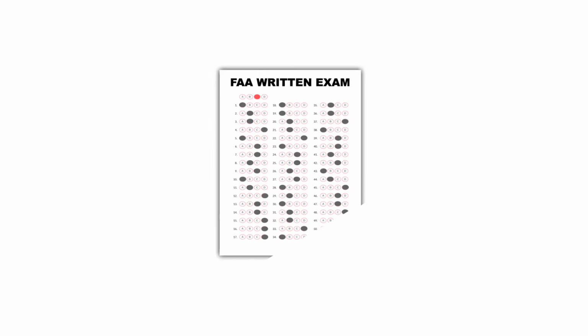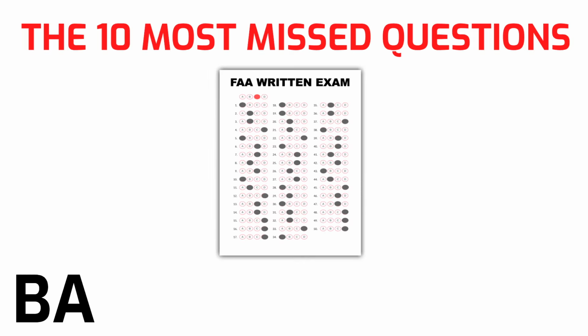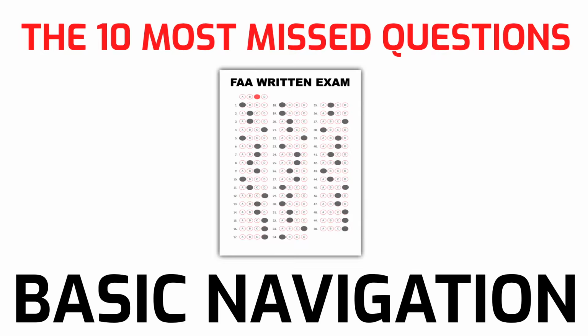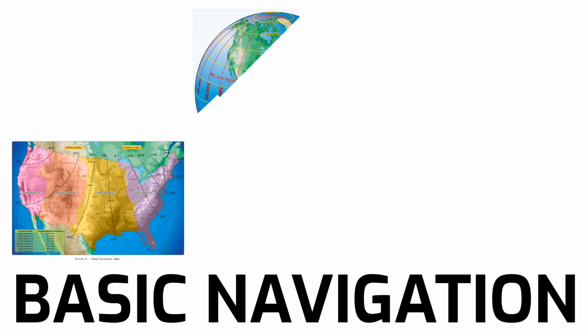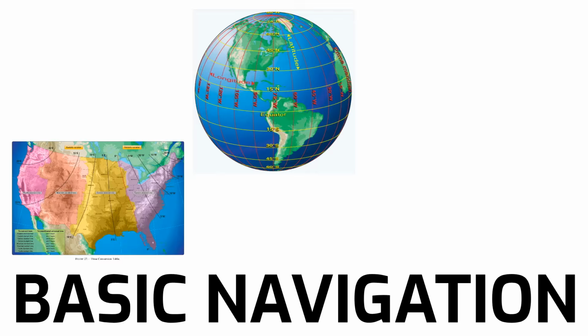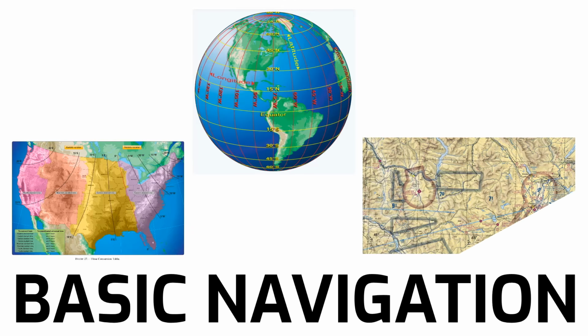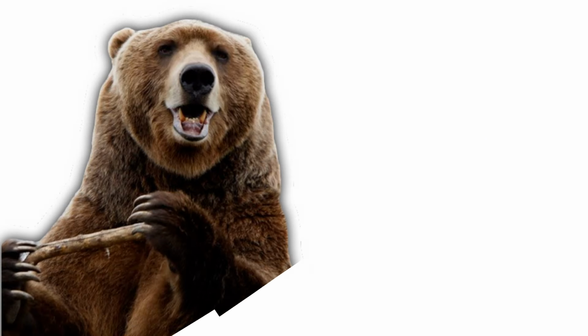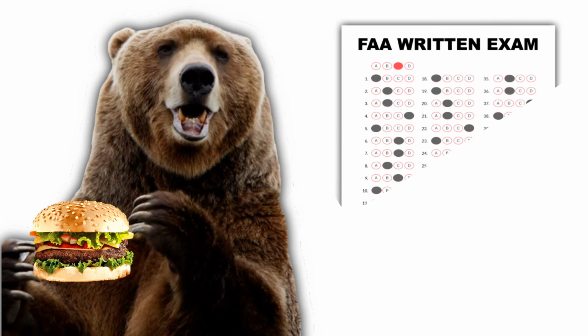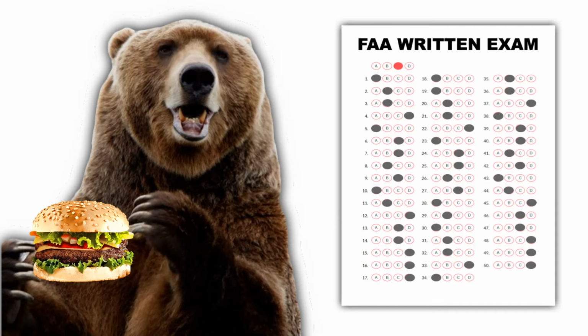In this video, I'm going to be sharing the 10 most commonly missed basic navigation questions from the FAA written exam. Now, when we're talking about basic navigation, we're talking about things like how to use Zulu time, how to use latitude and longitude to find your position on a map, and also how to use the VFR sectional for navigation. And surprisingly enough, there are quite a few questions that will eat your lunch on these topics on the FAA written exam. So let's take a look at those and see what they are so you can master that test.